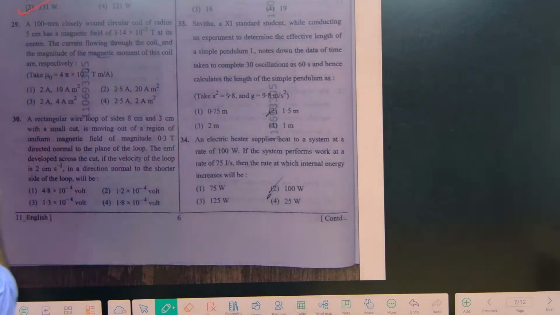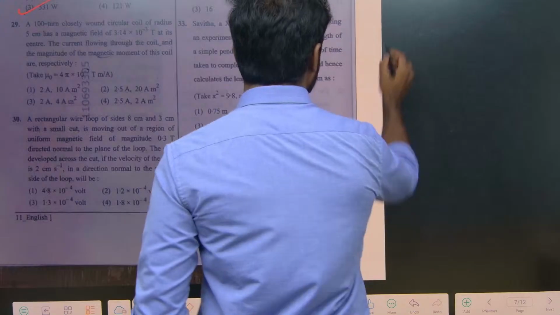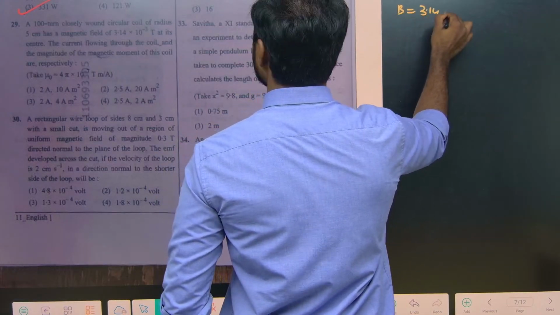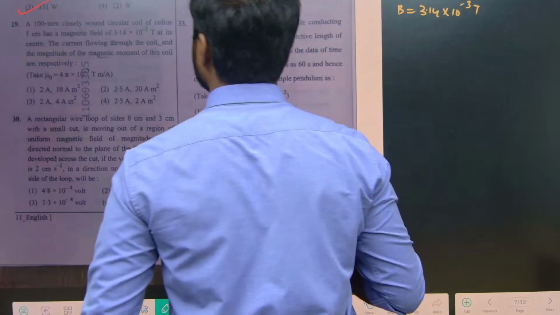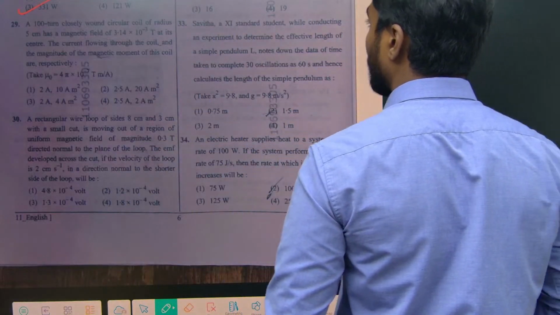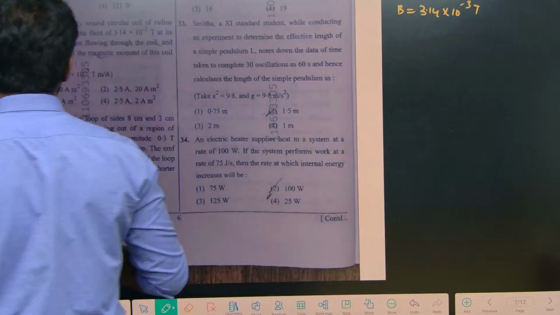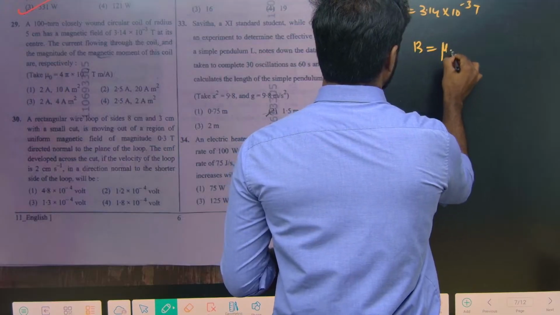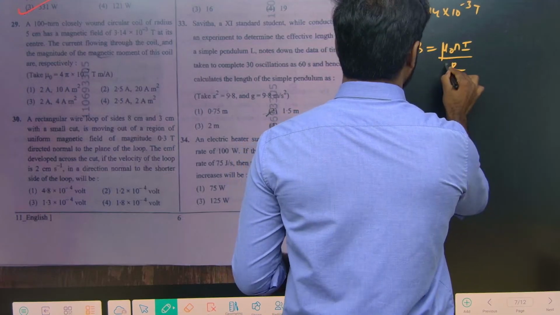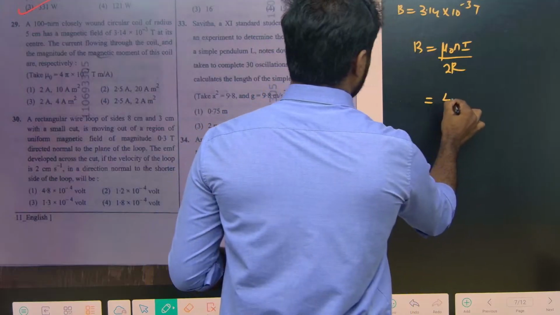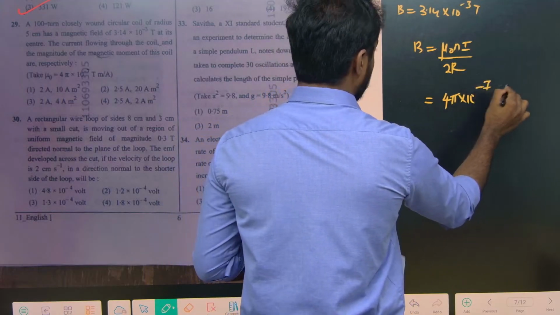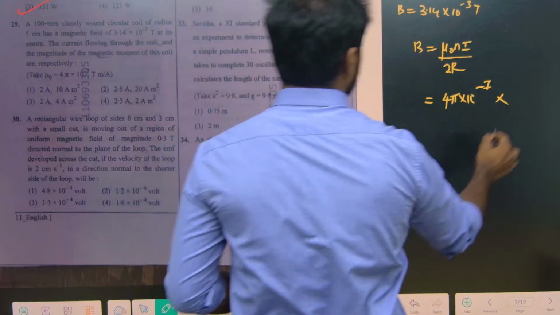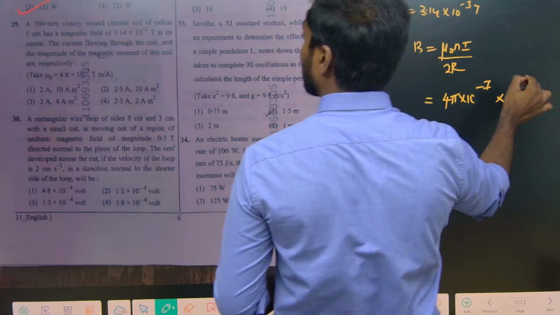So, 100 turns closely wound circular coil of radius 5 cm has a magnetic field of 3.14 into 10 power minus 3 Tesla at its center. The current flowing through the coil and the magnitude of the magnetic moment of this coil are respectively? So B is equal to mu naught N I by 2R. Mu naught is 4 pi into 10 power minus 7, and the coil has 100 turns.